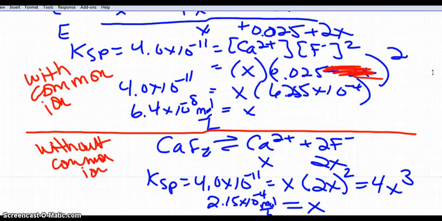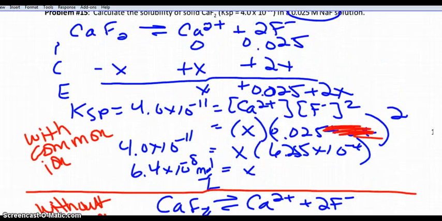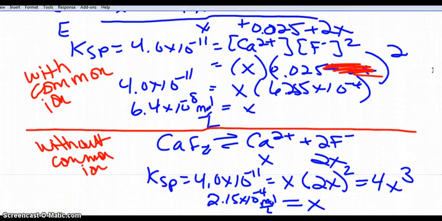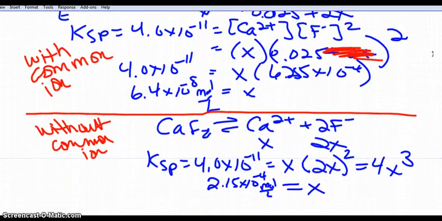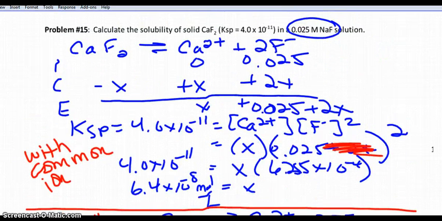All right, so let's kind of look up here again. This is what we found with the common ion, and this is what we found without the common ion. And look at our two values. We have 6.4 times 10 to the negative 8th with the common ion, and 2.15 times 10 to the negative 4th without the common ion. What makes the difference? It all boils down to 2 words. It actually is 2 words of the French dude Le Chatelier. So let's go back. If we add this amount of your common ion, how is it going to shift?